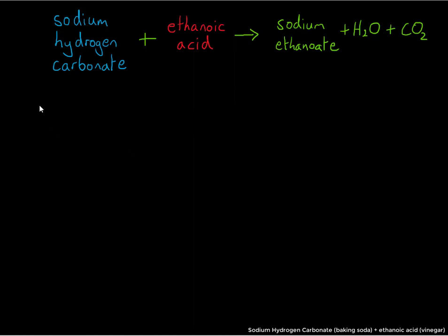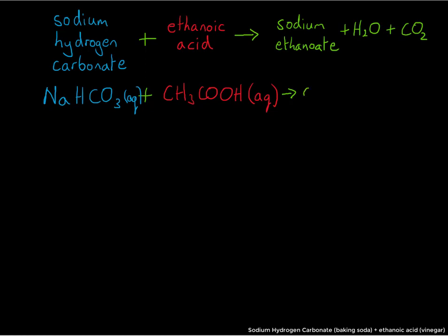So let's look at the complete chemical equation. Sodium hydrogen carbonate, NaHCO3, and we're adding ethanoic acid, CH3COOH, and of course that is aqueous, and so is the sodium hydrogen carbonate, and this will give us sodium ethanoate, plus of course our water and the carbon dioxide.